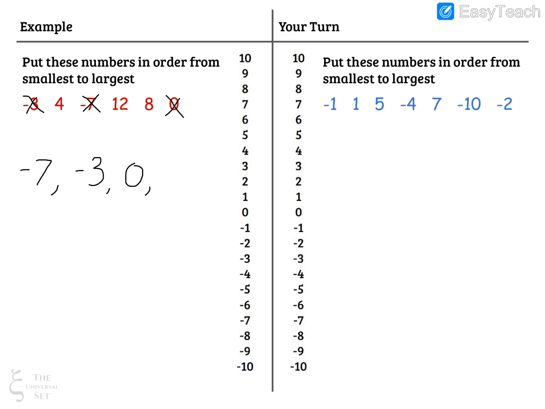And then hopefully from here, it should be nice and easy. What's going to come next on my number line from 0? The next one I get to is going to be 4, and then it'll be 8, and then I'm going to fall off the top, but somewhere up here would be 12. So my list goes -7, -3, 0, 4, 8, and just about enough space, 12. There we go. There's my answer to this example.